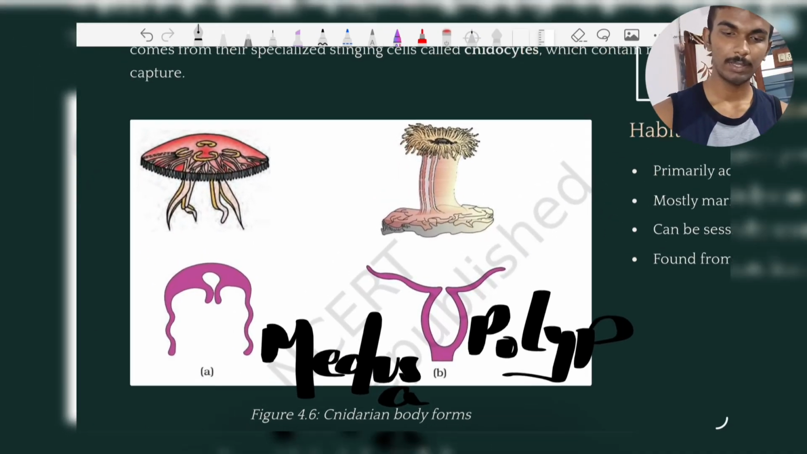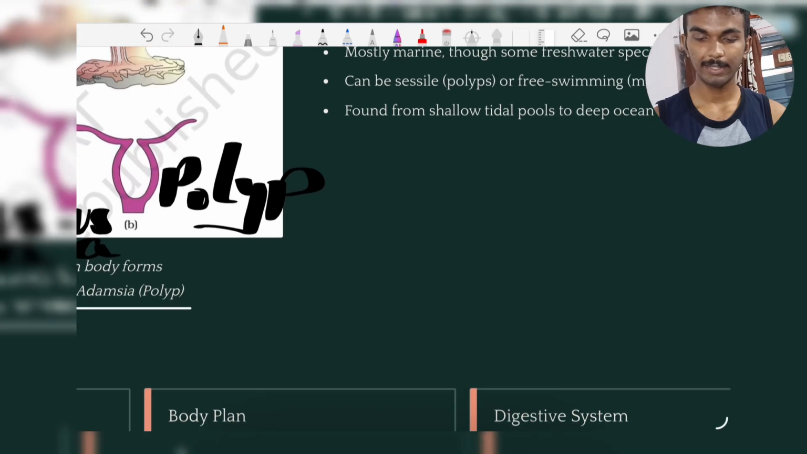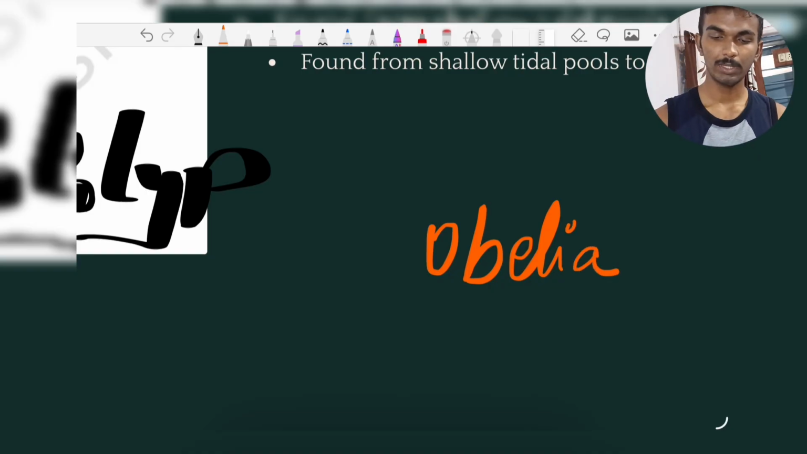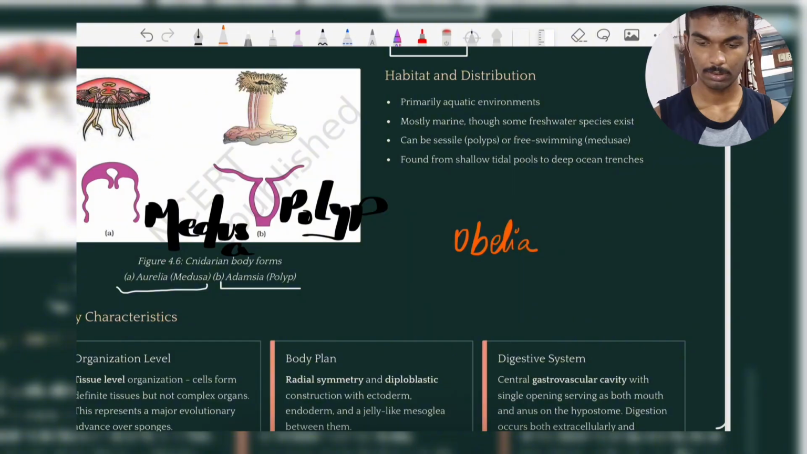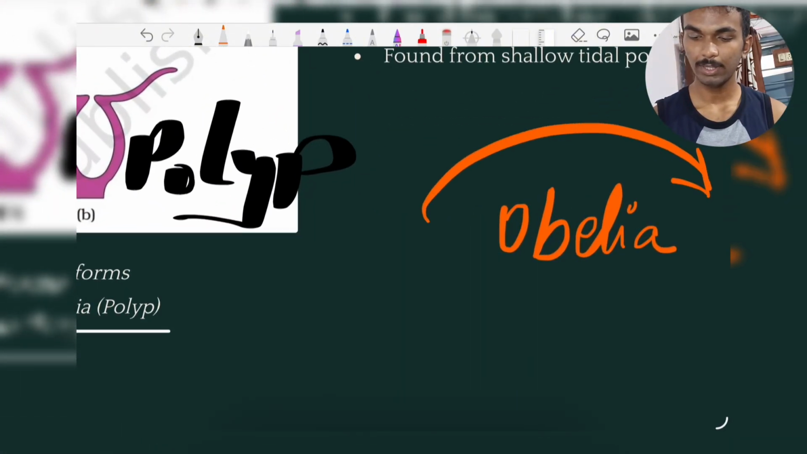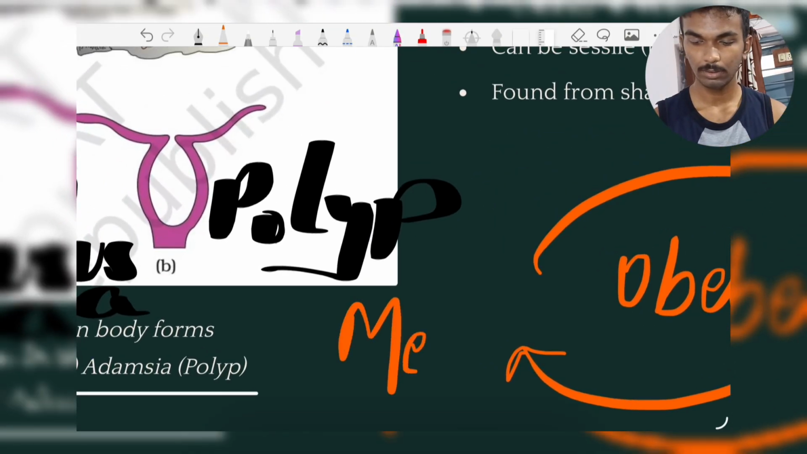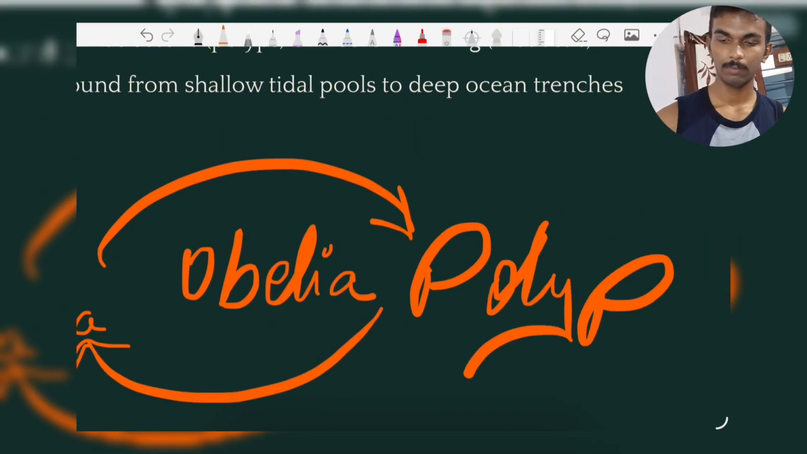Okay, from here we can understand that there is also a being called Obelia, which alternates its generation from medusa to polyp and polyp to medusa.